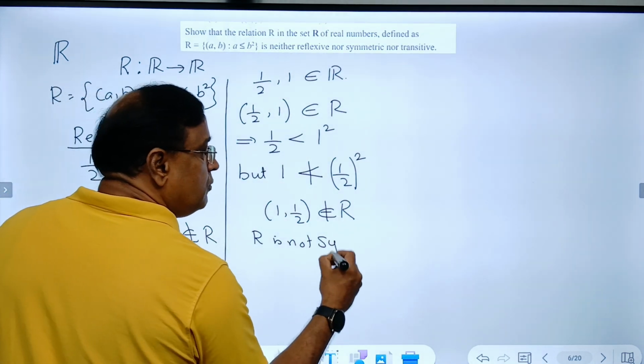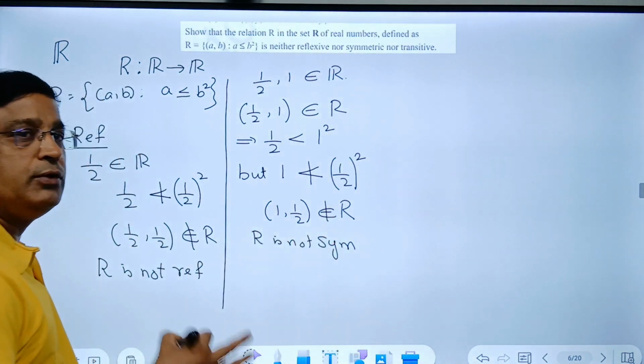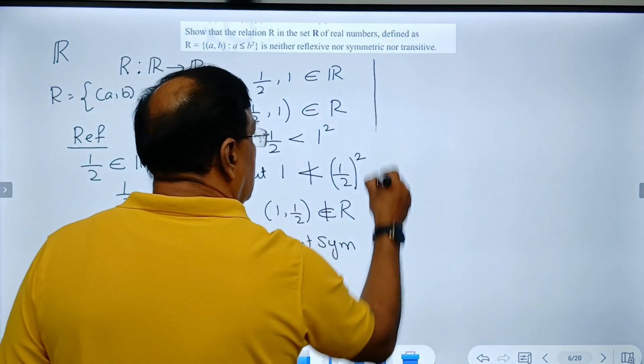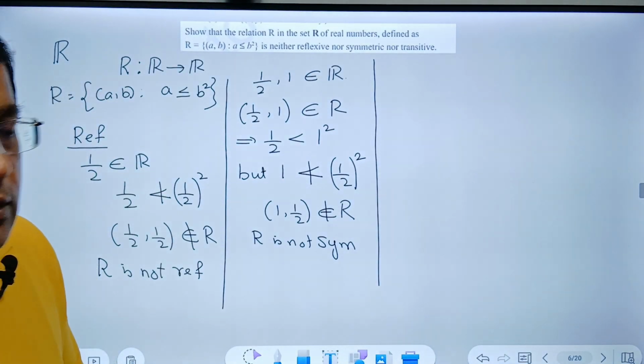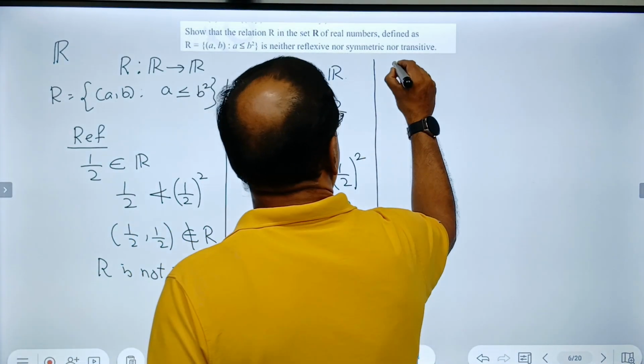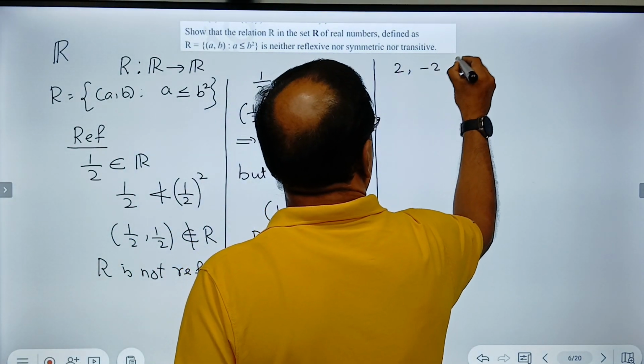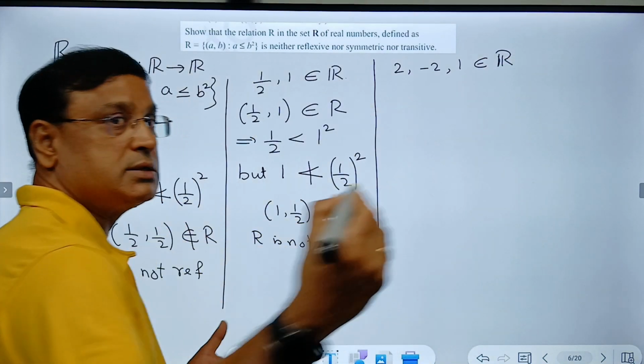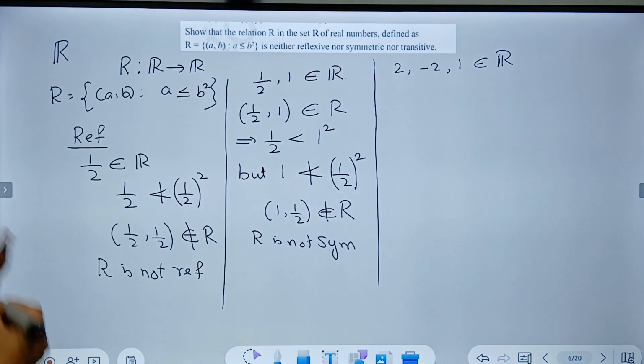You don't have to prove the result. If you give one example, that's it. It cannot be true. Okay. Now I have to talk about transitive. For transitive, let me take 3 numbers belonging to R. You can take any example. I have taken some example. You can take any example you want, a suitable example where you can disprove.